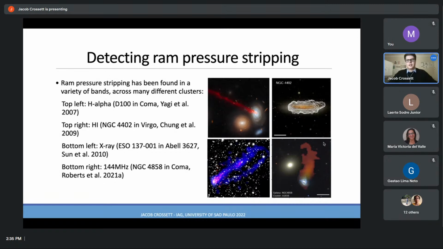And finally, the interaction between the cold gas of the galaxy and the intra-cluster medium can cause the gas to excite and be visible in X-rays as well. And we see that in the bottom left here. So there's a few different ways we can visually see these signatures of ram pressure stripping.